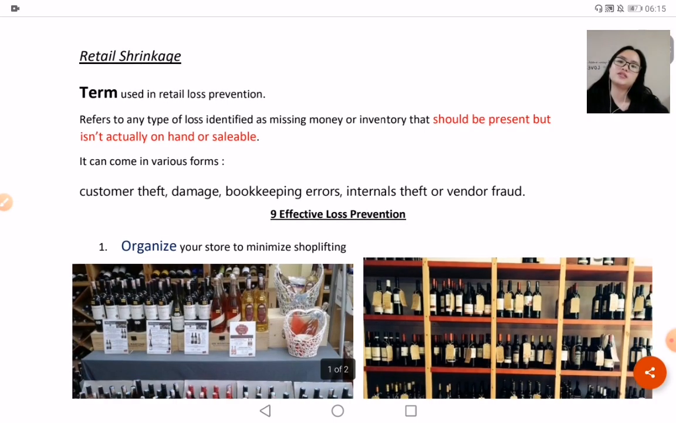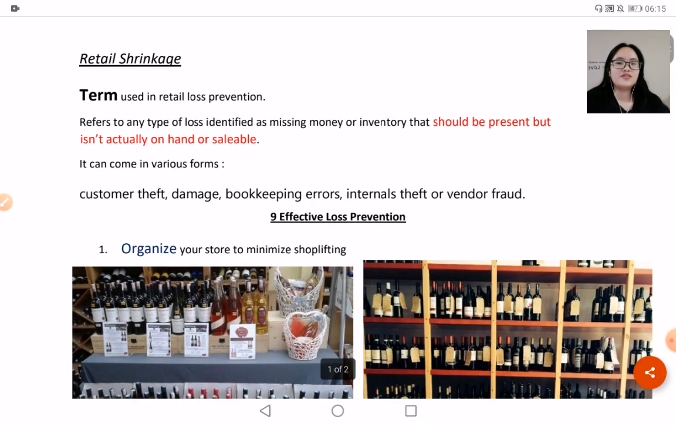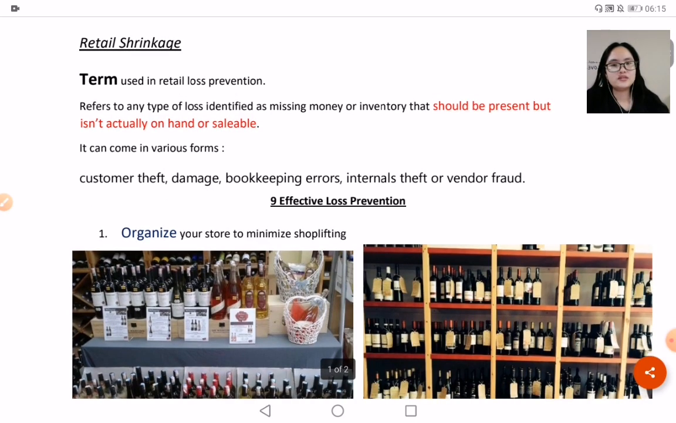So this loss can come in various forms. First, it can come from customer theft, where a customer takes things without paying; damage, where the product cannot be sold; and bookkeeping errors, where there are inventory errors, like when we sell things but scan them with a different barcode that has a different cost price. That can also be categorized as a bookkeeping error.